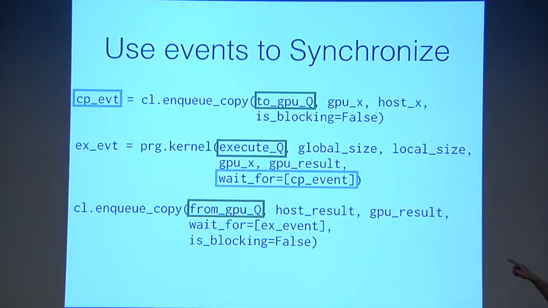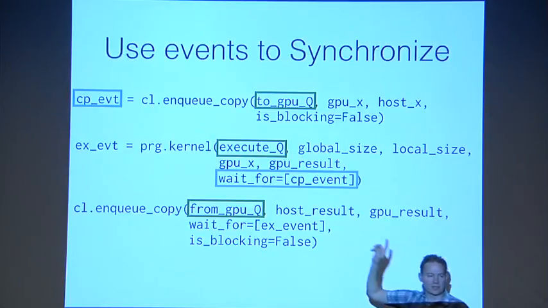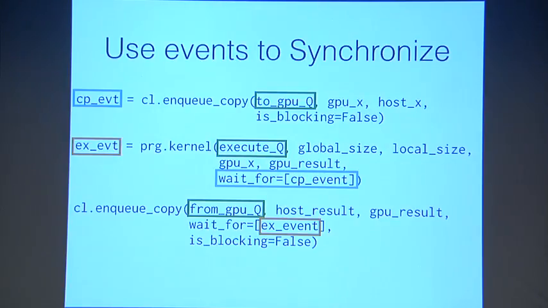So we have this copy event that is basically the copy kernel running, or the copy transferring to the GPU. And we tell the kernel launch to wait for that event. So it's enqueued, it's on the queue. It just can't start until the copy finishes. And then the same thing for the execute. We get an execute event. We don't copy back until the execute actually finishes.